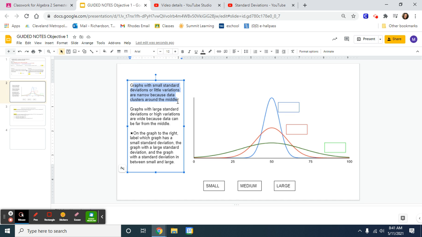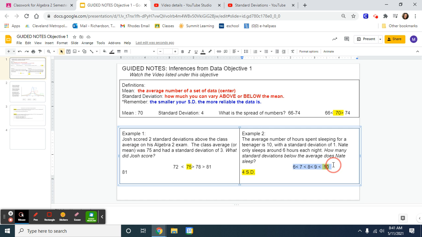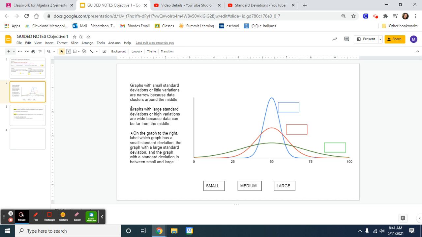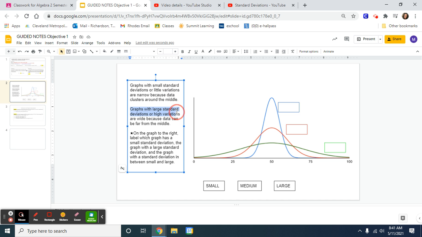because data is clustered around the middle. So this graph is going to be very skinny or narrow because all of your data is very close together. Okay. On the flip side, graphs with large standard deviations, or a high variation, are going to be wide or spread out because the data is very far from the middle. So if you had a deviation of 10, right, it's very spread out and thin because your numbers are very far apart.